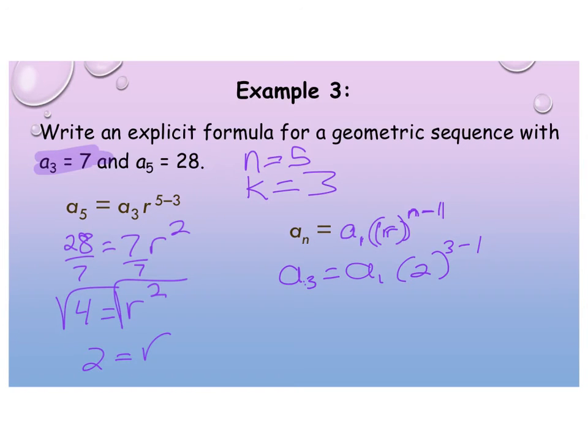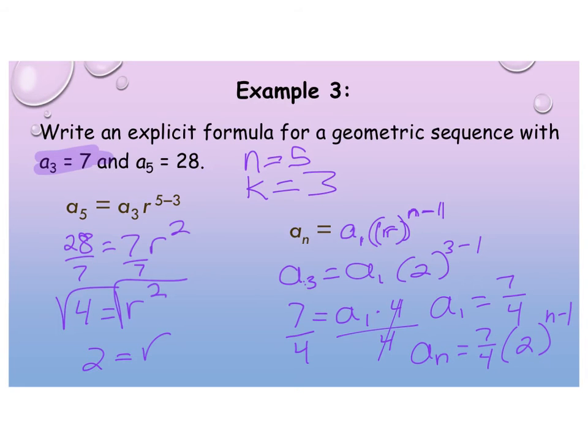Okay, so a sub 3 is 7. 3 minus 1 is 2. 2 to the 2 is 4. So this is times 4. Okay, so we're dividing both sides by 4, and that's going to give me a sub 1. So a sub 1 is 7 over 4. So now I can write my final a sub n is equal to 7/4 times 2 to the n minus 1. So that's my explicit formula.